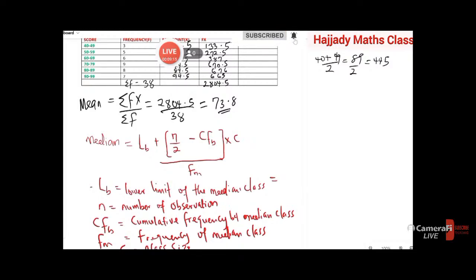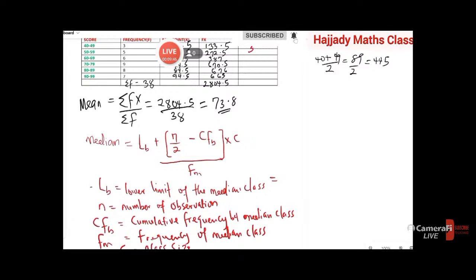And for you to determine your median class, in our last video, you can check. We've talked about how to determine median of ungrouped data. Now, the summation F we have here is 38. So when you divide 38 over 2, it's going to give us 19, right? So let's calculate our cumulative frequency. Our cumulative frequency means addition of the subsequent frequencies. And here we have 3, starting with 3.